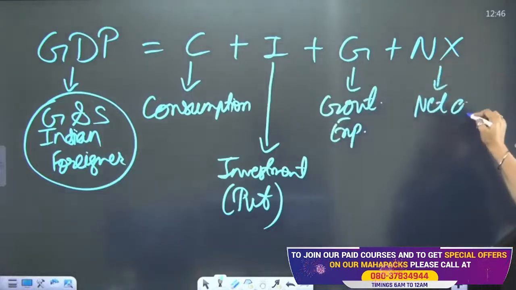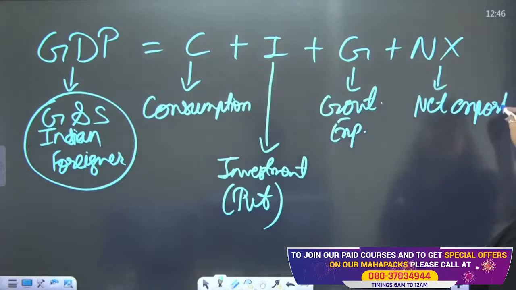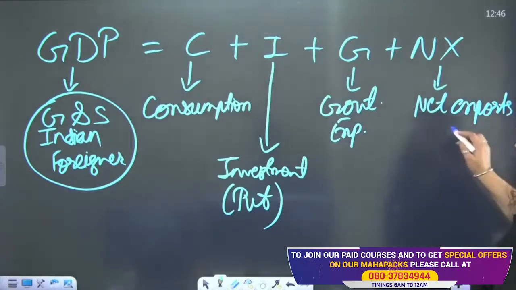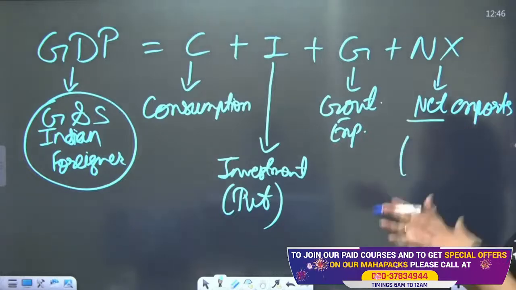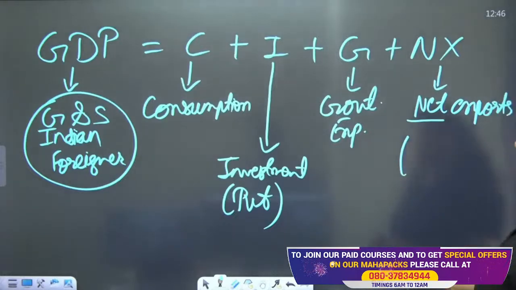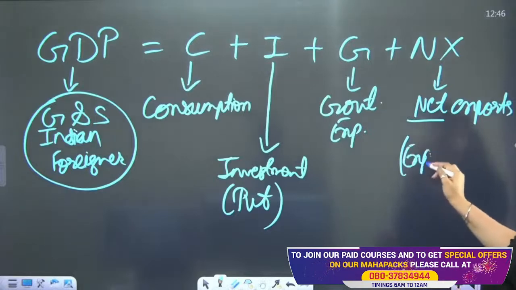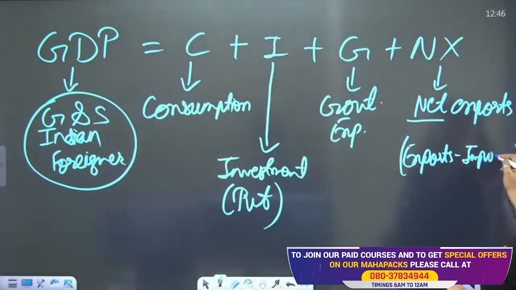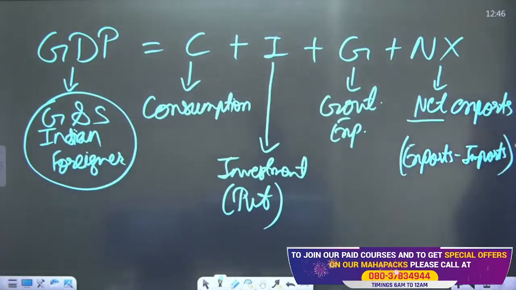And how to calculate net exports? Exports means selling goods from India to abroad. Selling goods abroad is exports. And how to calculate the net value? Net means the remaining value of exports. So what you have to do is exports minus imports, which will give you the value of how much net exports there are in the country. So this is how you calculate the macroeconomic data, GDP.